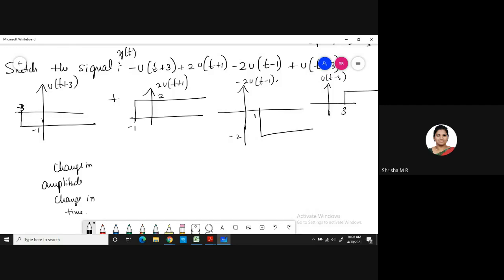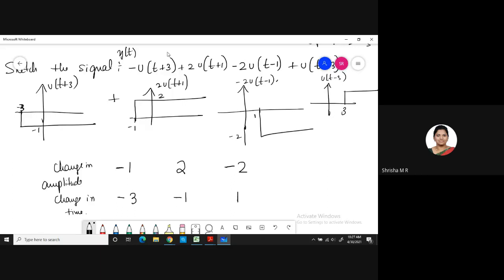In the first function, what is the amplitude? -1. At what time is it -1? At t is equal to -3. In the second function, what is the amplitude? +2. At what time instant? T is equal to -1. In the third function, what is the amplitude? -2 at t is equal to 1.